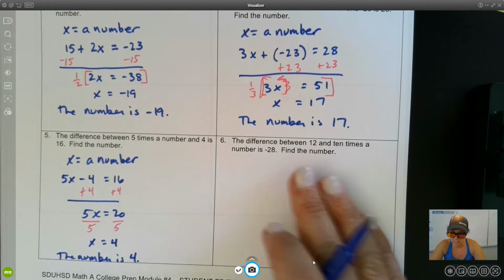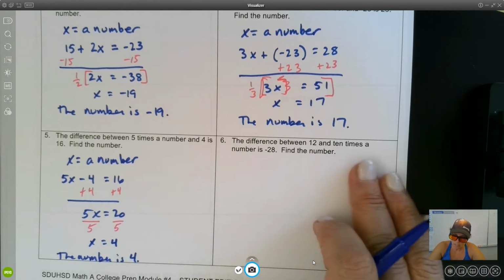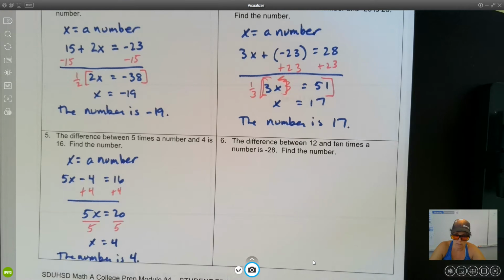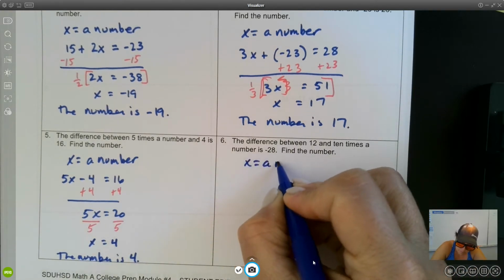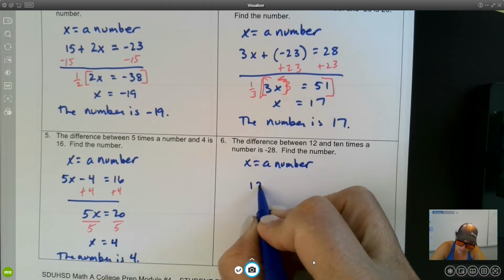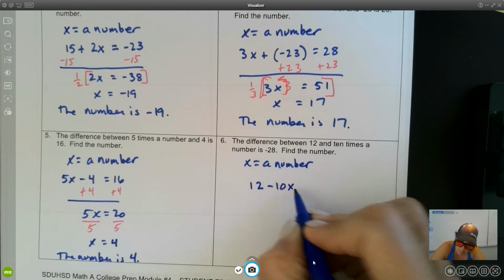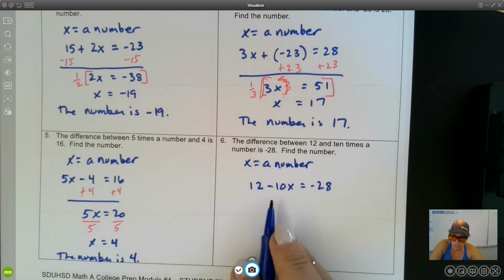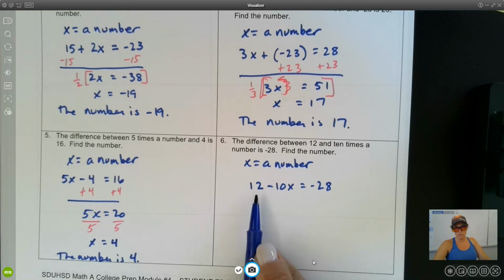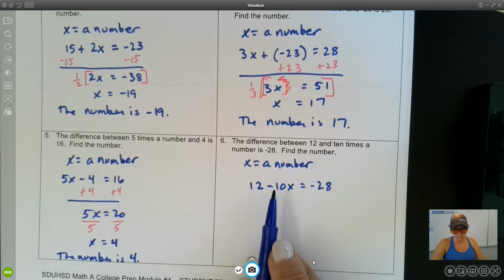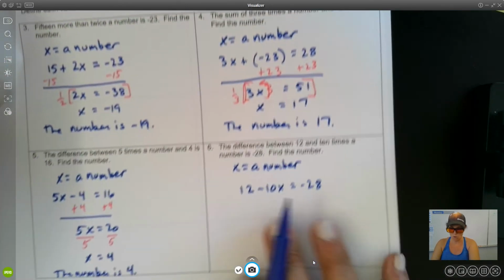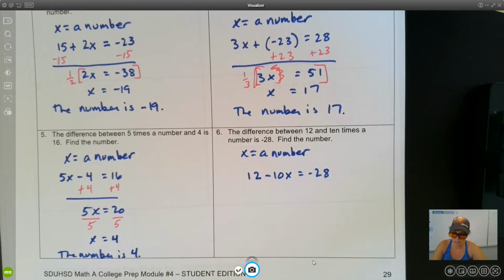All right, this guy. The difference between 12 and 10 times a number is negative 28. Find the number. I want you to pause and try this one. It's just like this one. Okay, we're going to let x be a number. The difference between 12 and 10 times a number is negative 28. Make sure that you keep the order that it's given in the problem. The only time you flip around is when they talk about less than, just like you saw up here. Otherwise, you keep the order that was given, okay?